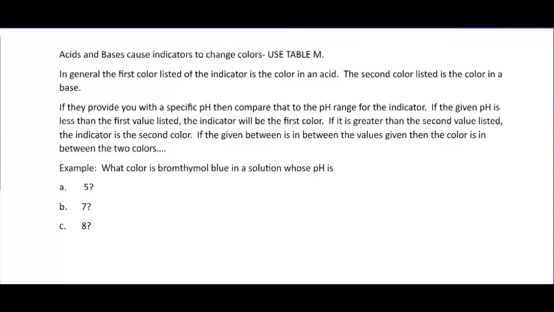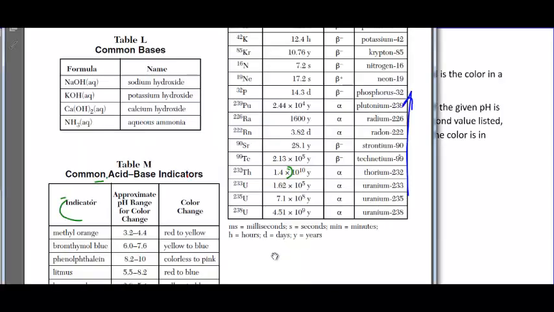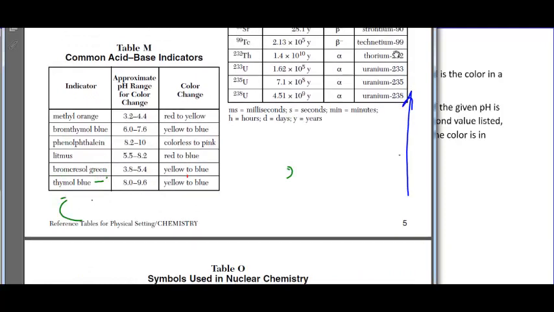Okay. Next is indicators. Indicators are all found on table M. In general, if they don't give you a pH, they just want to know, say, what color is an indicator in an acid or in HCl. Then the way you read this table is with this column. The first color is generally the color in an acid, and the second color is generally the color in a base.